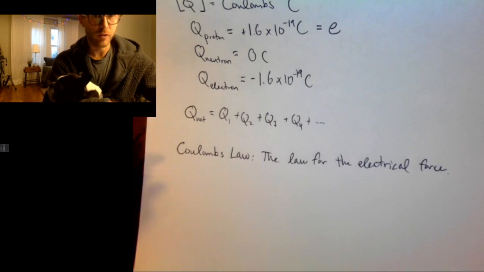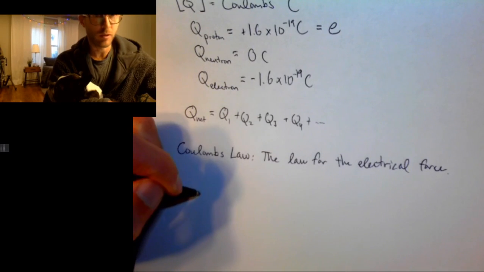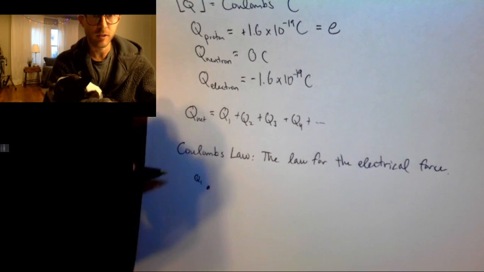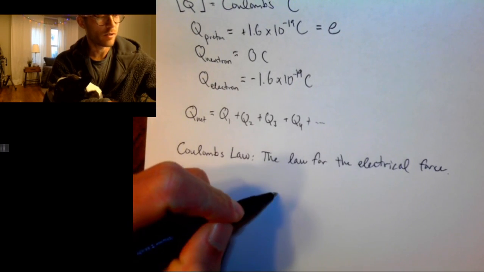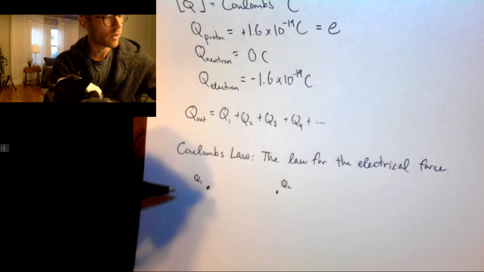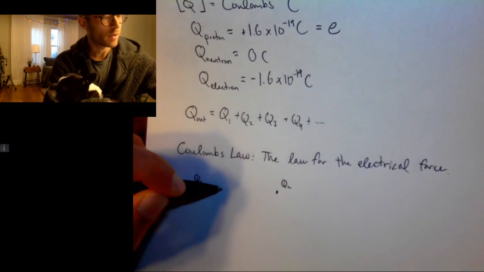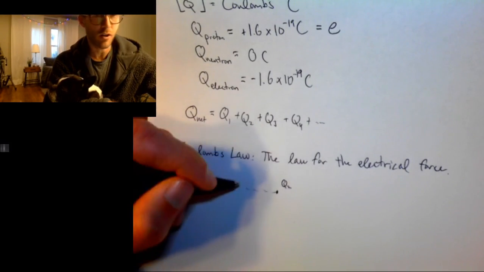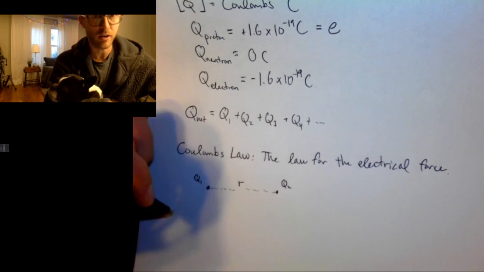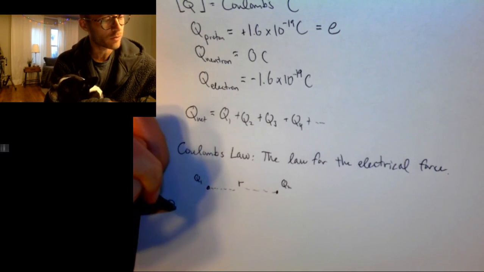And so the situation we want to imagine is 2 charges, Q1 over here and Q2 over here, and they are separated by some distance which we'll call R. And so there's going to be a force between them. So the first thing you need to know about is the direction of the force.